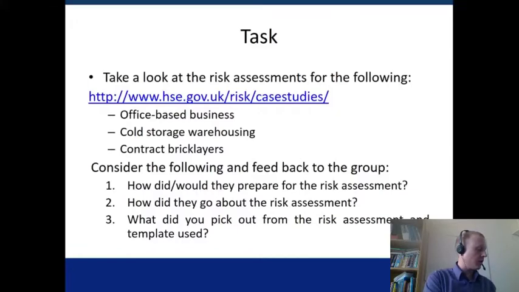Those areas to be as high. We're looking at an office. You'll see here the display screen equipment is one of the areas in which they perceive there is the highest level of risk due to the exposure of employees to the hazards arising from this.